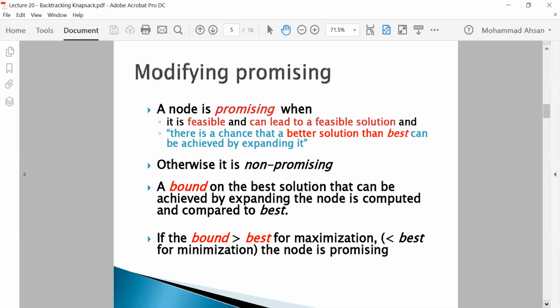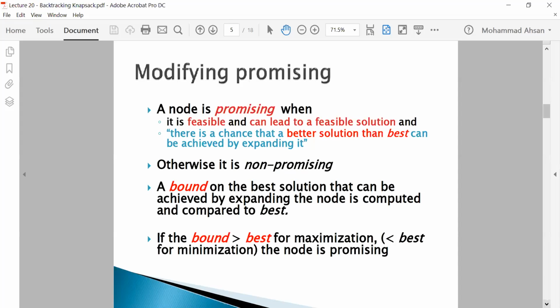So now what is promising? A node is promising when it is feasible. Feasible is, for example, when you are solving a knapsack problem, you will get more profit, but if you are exceeding the weight of the knapsack by picking up that item, it is not a feasible solution. So that's why when we do it using dynamic programming, we use minus infinity. That means it is not a feasible solution because there is a weight restriction. So the promising node should be feasible, and it is promising only when you can get better than the best you have at that point. Otherwise it is a non-promising node.